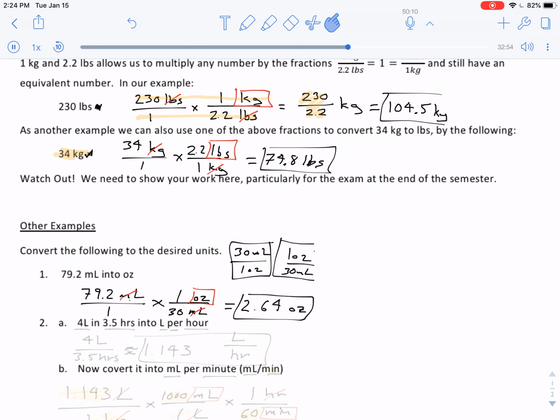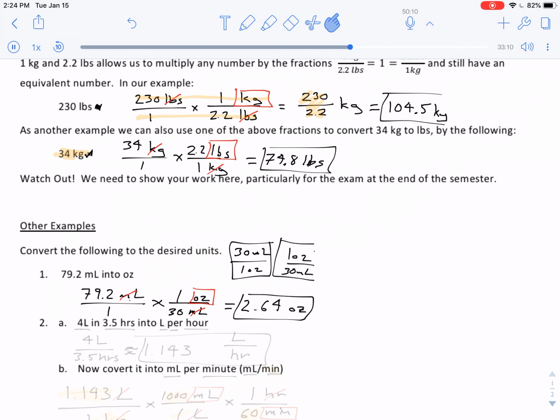Approximately probably round to the tenths place for ounces. We're talking about measuring stuff, but we always convert from ounces into milliliters for our problems, because milliliters is what we work in in the nursing field.